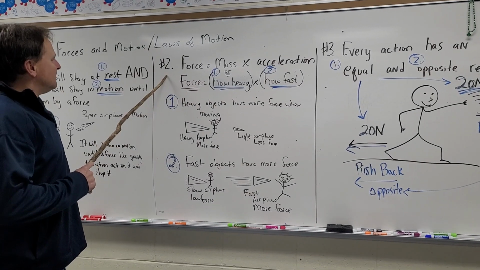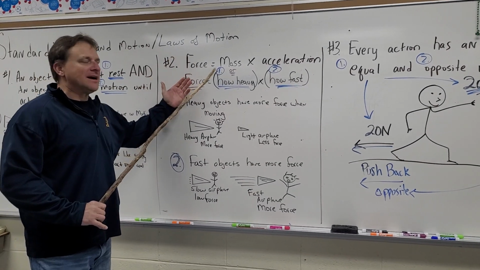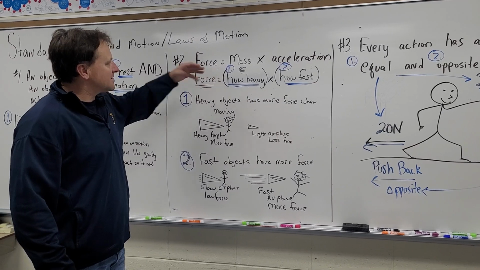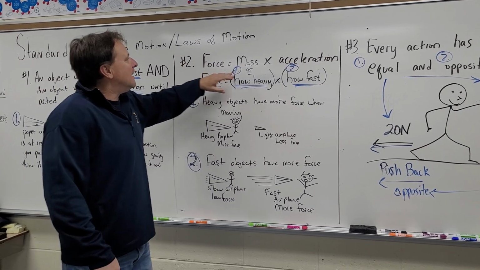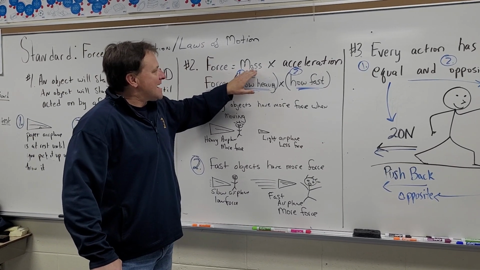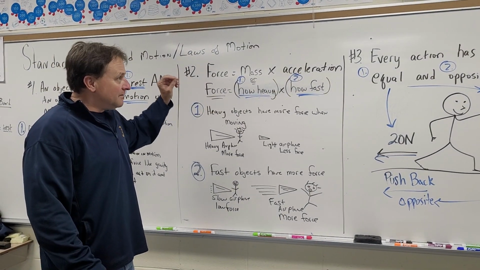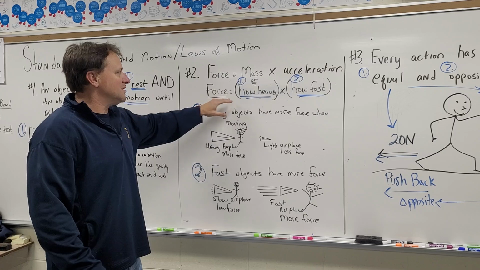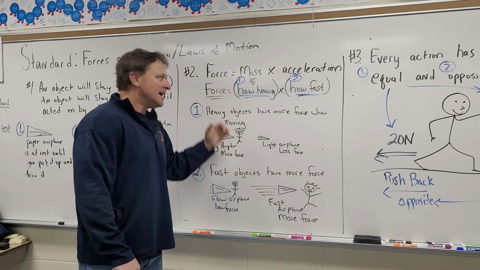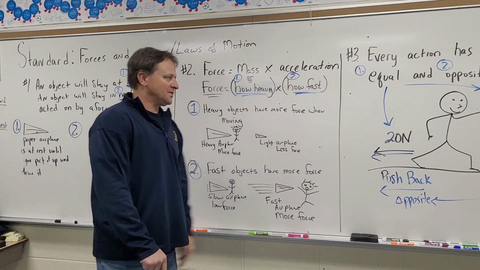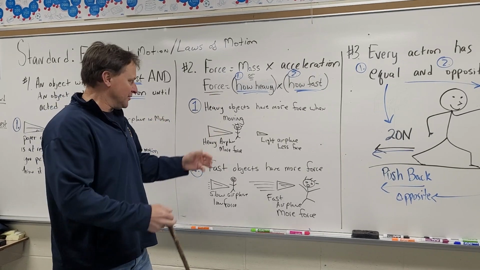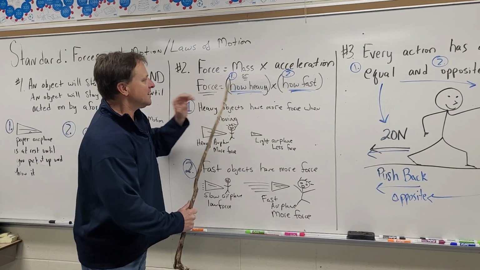Okay, the second law of motion is a simple mathematical formula. The force of an object, that means how hard it will hit, is based on its mass times its acceleration. In simpler terms, the force of the object, how it hits, is based on how heavy it is and how fast it's going. Okay, and you can change these two variables.